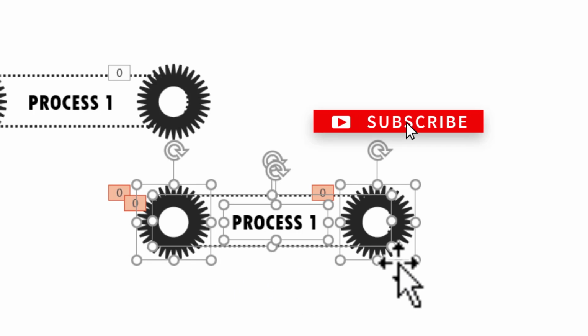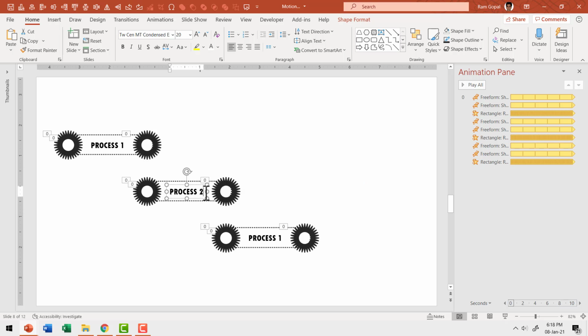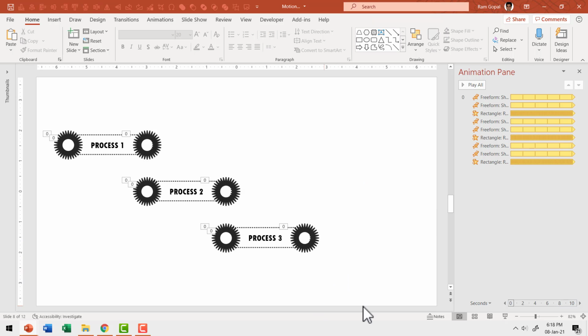So this is process 2. Now hit Ctrl D again. You can see that the same distance and distribution is maintained. Now we can call this process 2 and we can call this process 3. And let us have a bin at the bottom that will represent the end point.